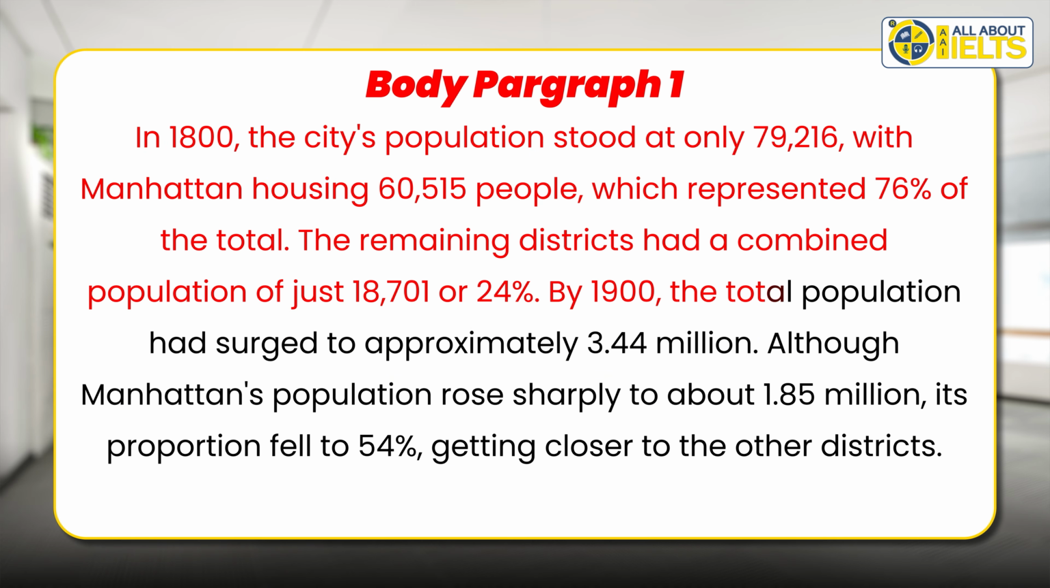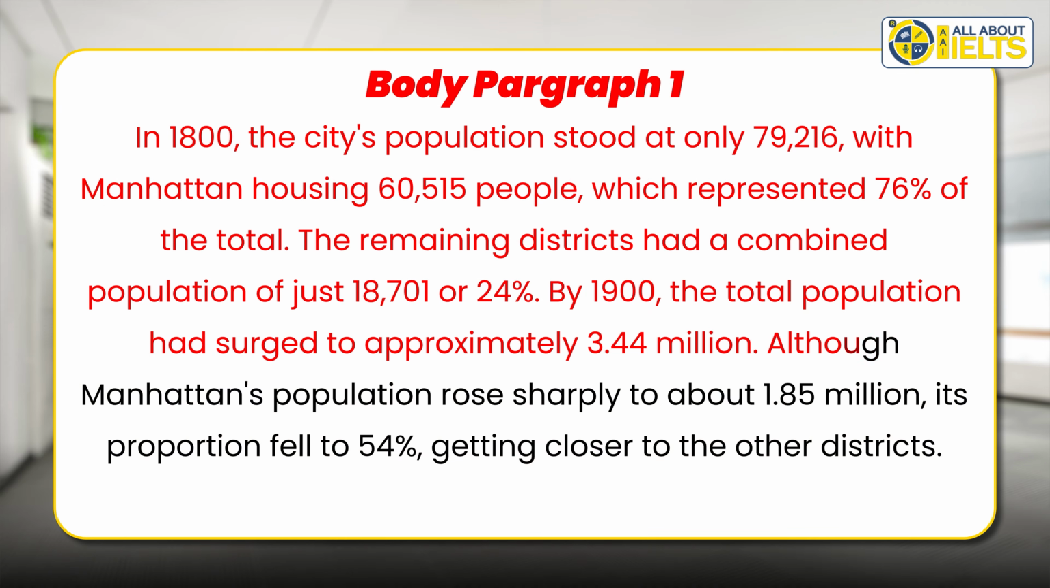So this covers the year 1800 for all the tables. This is also one way to write. By 1900, the total population had surged to approximately 3.44 million. So learn how to write numbers in different ways. Although Manhattan's population rose sharply to about 1.85 million, its proportion fell to 54%, getting closer to other districts. Its proportion. Now, this is a referencing technique that has been used, which will add up your marks in cohesion and coherence.